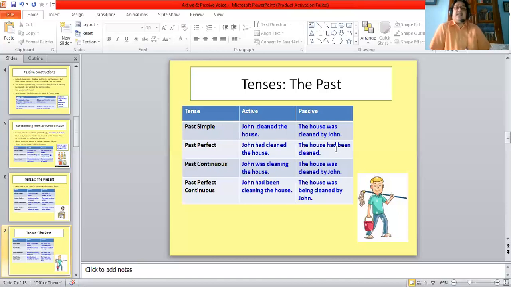Now suppose I put this into the perfect continuous in the past tense. This will be John had been cleaning the house. This will be transformed to the house was being cleaned by John. Okay. So these are all indicating actions in the past. So either in the past simple, perfect, continuous, or the perfect continuous tenses.